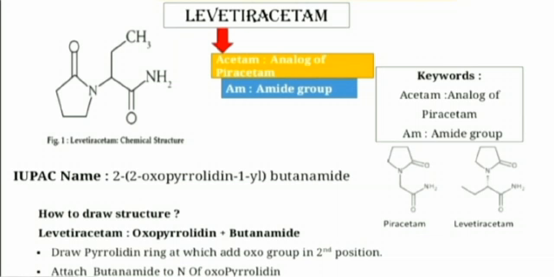The IUPAC name of levetiracetam is 2-oxopyrrolidin-1-yl butanamide. So the question arises, how to draw the structure of levetiracetam? Levetiracetam includes two main parts, oxopyrrolidine and butanamide. The first step is to draw the pyrrolidine ring and add an oxo group at the second position. The second step is to attach butanamide to the end of the oxopyrrolidine.